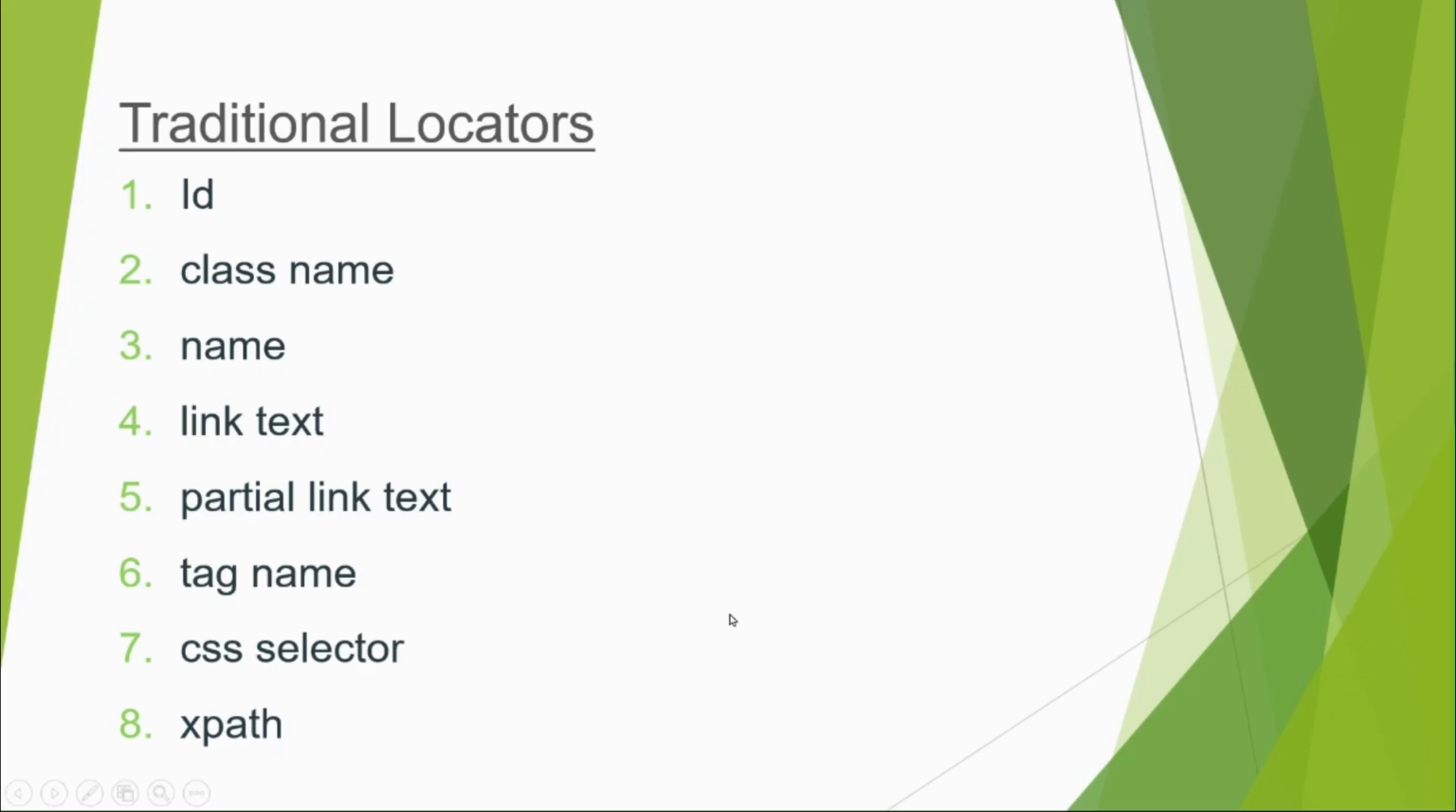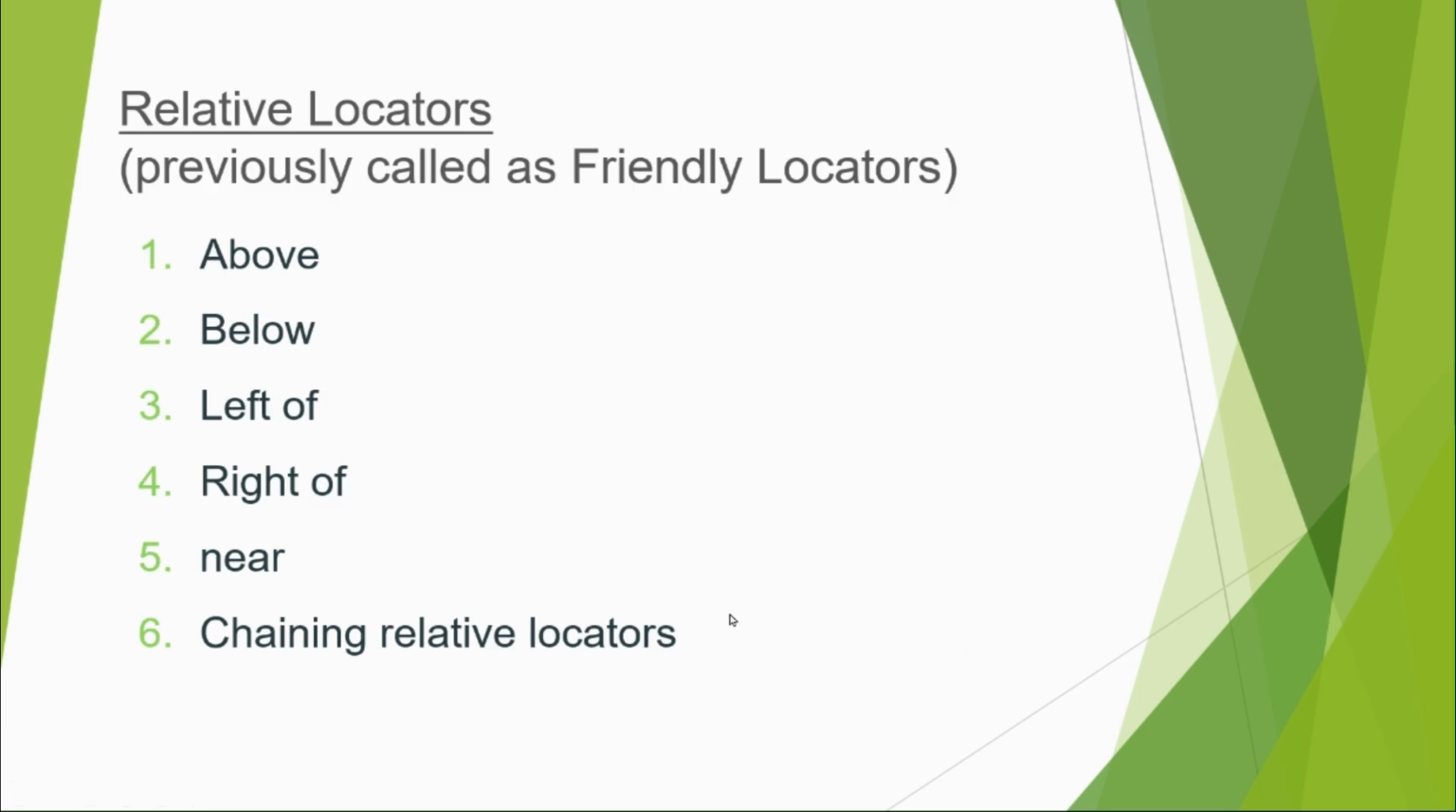Other than traditional locators, we have relative locators. In some scenarios, it is possible that we are not able to identify an element with the help of a traditional locator. It might be possible your element is not having any unique properties. For instance, it is not having any name, ID, class or XPath or any text which is unique. Then in that case, it is difficult to identify such type of element. Then we use relative locators, which were previously known as friendly locators.